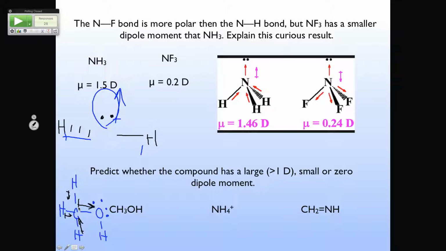What else? The lone pairs on the oxygen. The lone pairs, okay, and then what about this? So what do you think this one is? Large. Large, small, or 0? I guess we're going with large.